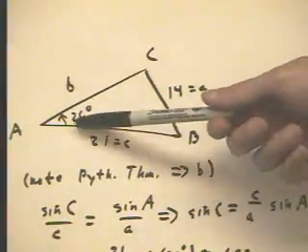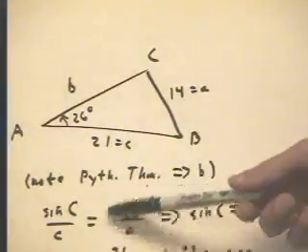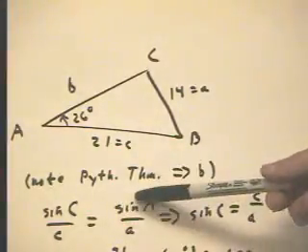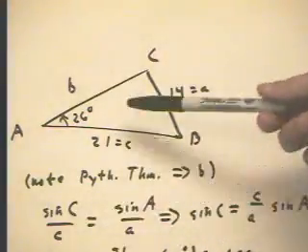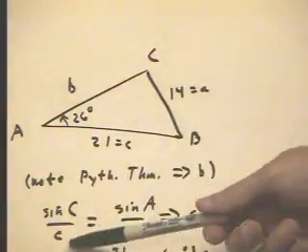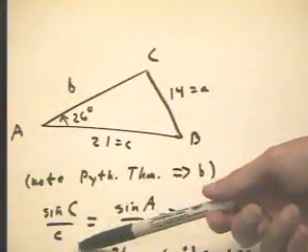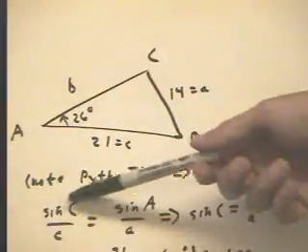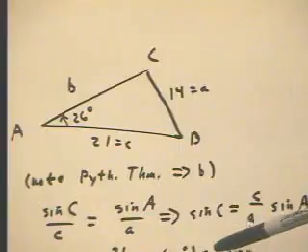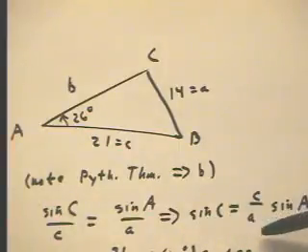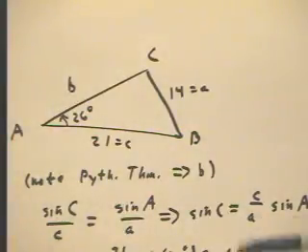However, knowing angle A and side A makes sense to say that, well, since we know this ratio, sine A over A, and since we know side C, then we know sine C over C. By setting sine C over C equal to sine A over A, we're going to be able to solve for the sine of C. And in doing so, we obtain sine of C equals C over A times the sine of A. And that's easily solved for angle C, as we'll see in a minute.